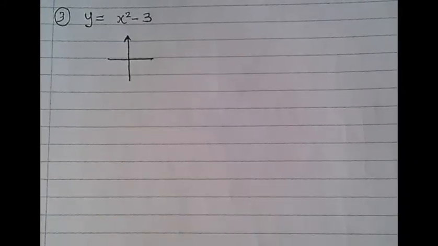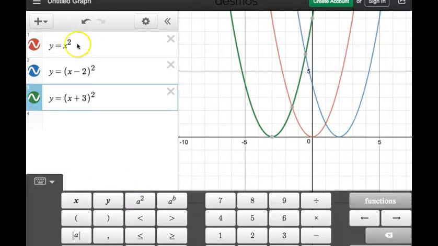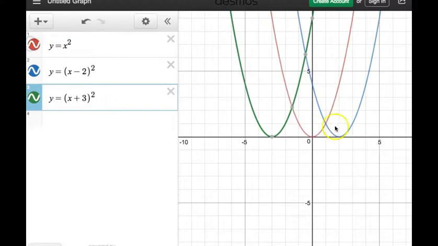This is the y equals x squared curve shifted down 3 units. The red graph is y equals x squared. Then y equals (x minus 2) squared is the x squared curve shifted 2 units to the right, because what makes inside the bracket 0? X is 2. 2 minus 2 is 0. The green curve: what makes inside the bracket 0? X is -3. So (x plus 3) squared is shifted 3 to the left.